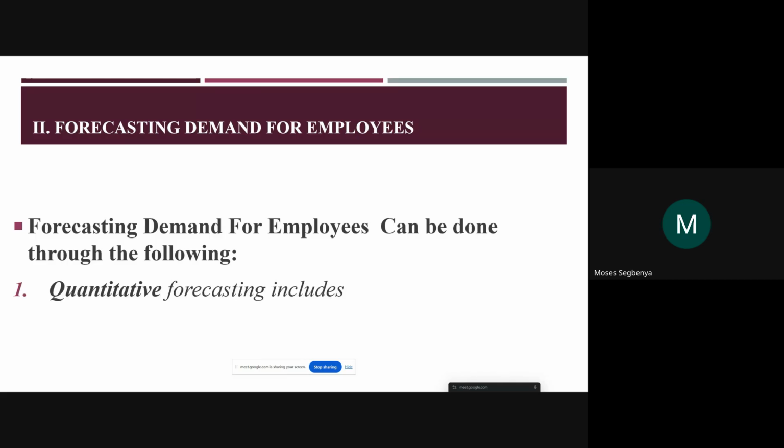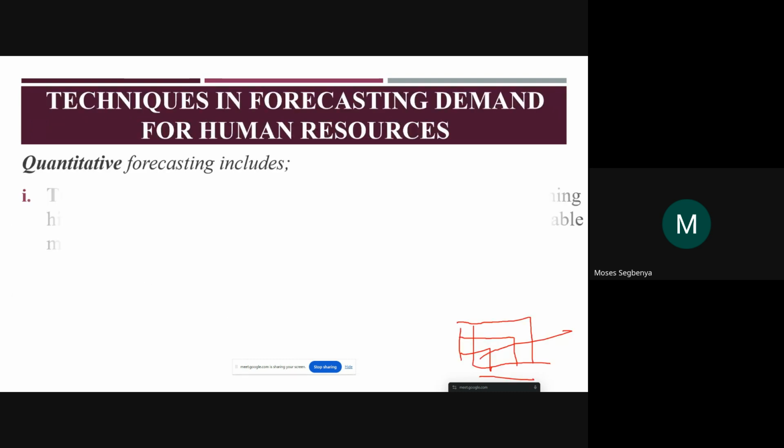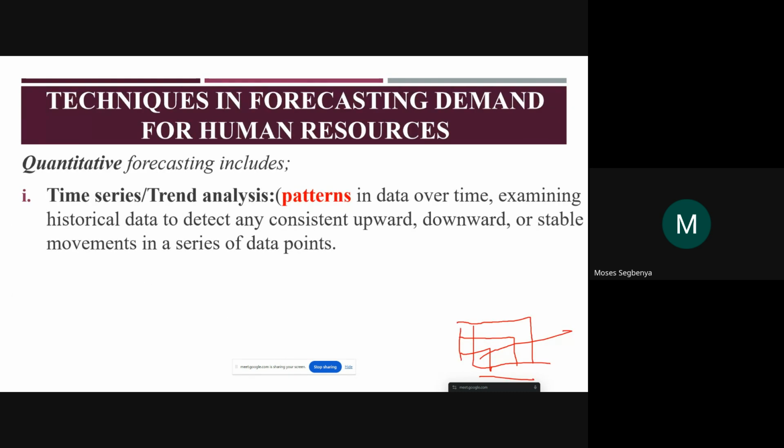In forecasting the demand as the second pillar of the processes, we say that forecasting demand for employees can be done through two main methods: quantitative forecasting and qualitative forecasting. And if you take the quantitative techniques in forecasting demand, you can use what we call time series or trend analysis.